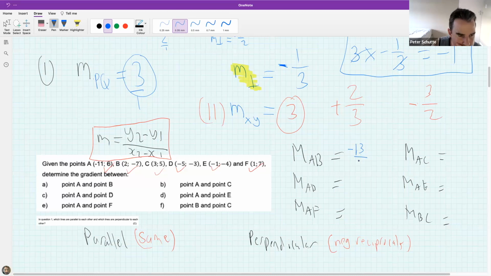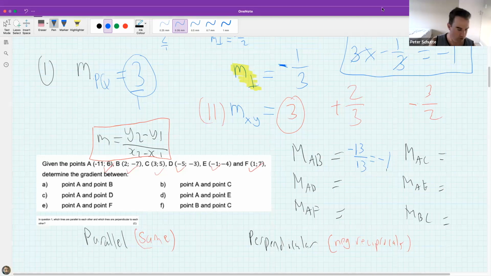So I think that first one, and then what do we have? -7, -6 to -13, and then 2. So that's going to be 13, I think, for that one, which is -1 for that one. Take the time you need to just find the different gradients. The first one should be -1.